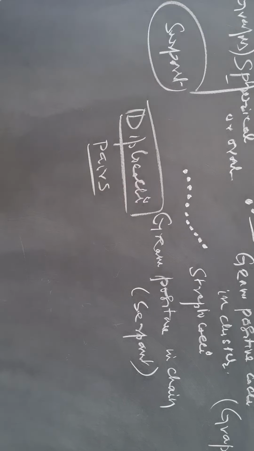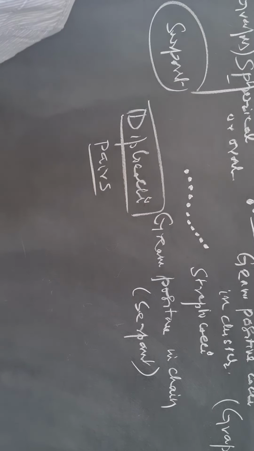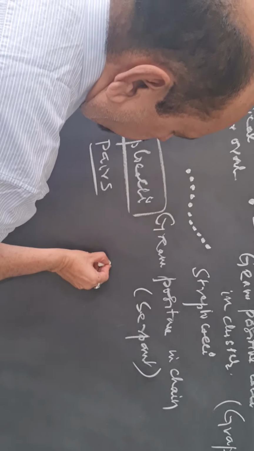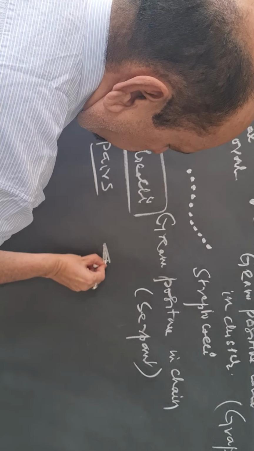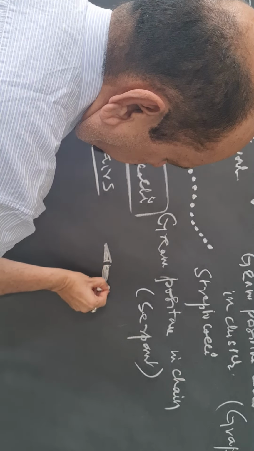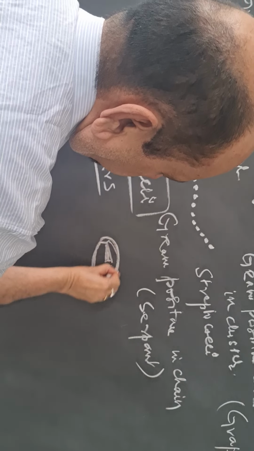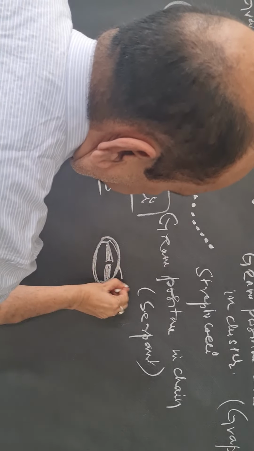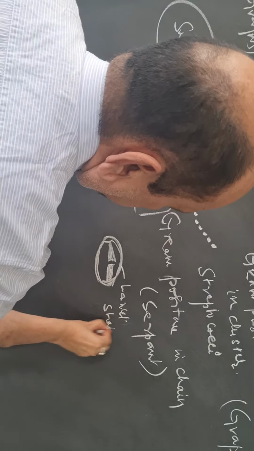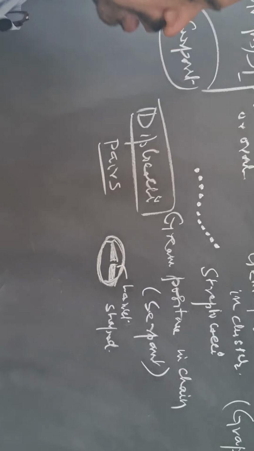The next cocci is pneumococci. It's called pneumococci because it gives rise to pneumonia, consolidation of the lung. It is lancet shaped, flame shaped, broader ends facing each other, and there are two cocci enclosed in a single capsule.